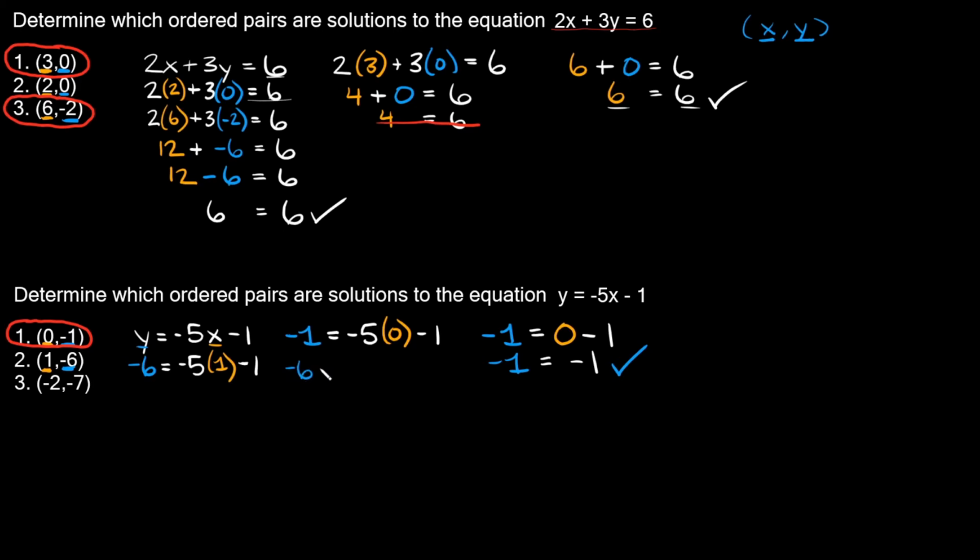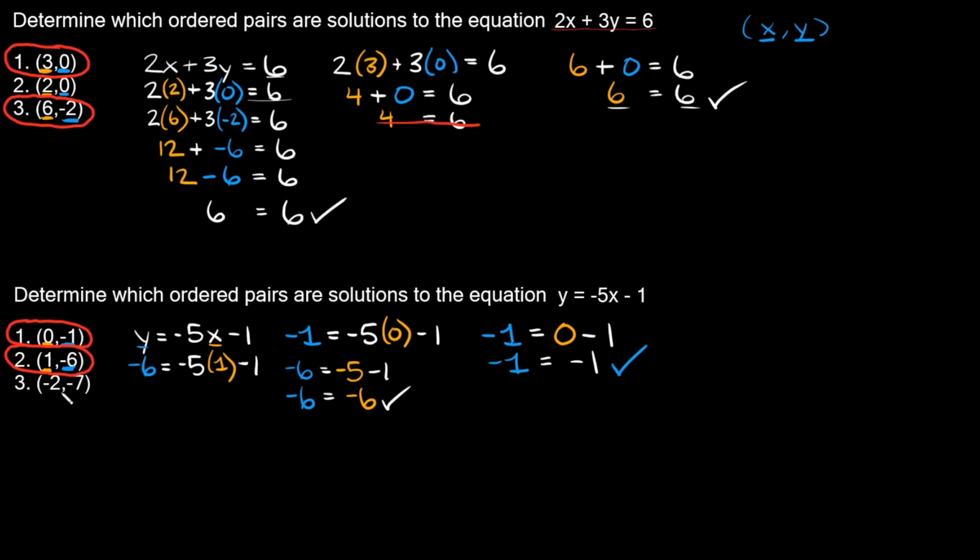So we're going to have negative 6 is equal to negative 5 times 1, that's equal to negative 5, right? Negative 5. And then we're going to have minus 1 right there. So then minus 1. Okay, so negative 5 minus 1, that's equal to negative 6, right? And then we're setting it equal to negative 6. So as you can see, we got a balanced equation, right? Negative 6 is equal to negative 6. So that means this ordered pair right here, (1, -6), is also a solution to this equation.